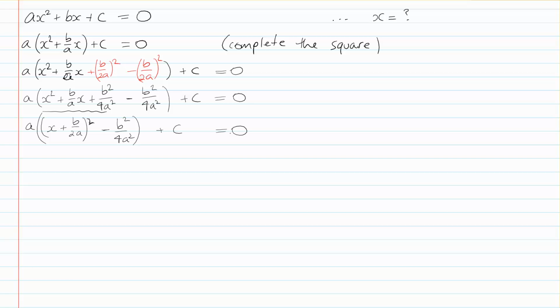Now I'm going to expand the bracket. I'm not doing anything different to what we've always done with completing the square when we have a non-monic quadratic. a times x plus b over 2a all squared, minus a b squared over 4a squared, plus c. I've just added an extra factor of a there because I've multiplied by a, and that equals 0.